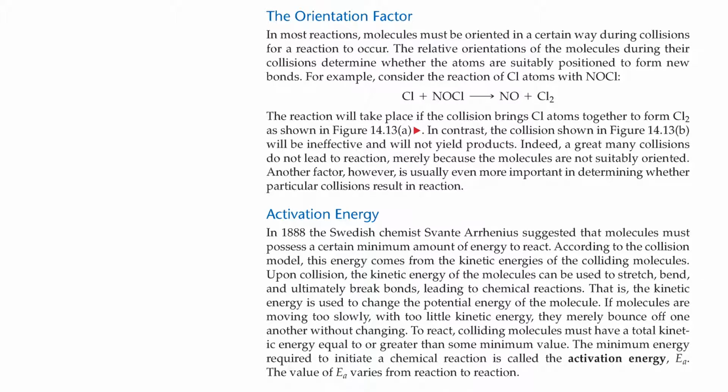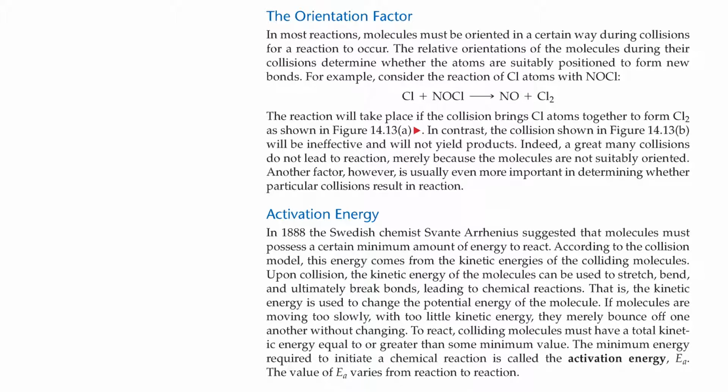The activation energy. In 1888, the Swedish chemist Svante Arrhenius suggested that molecules must possess a certain minimum energy to react. According to the collision model, this energy comes from the kinetic energies of the colliding molecules. Upon collision, the kinetic energy of the molecules can be used to stretch, bend, and ultimately break bonds, leading to a chemical reaction. That is, the kinetic energy is used to change the potential energy of a molecule. If molecules are moving too slowly, with too little kinetic energy, they merely bounce off one another without changing.